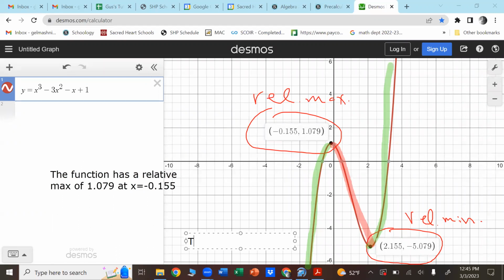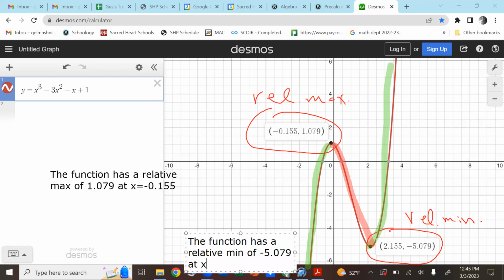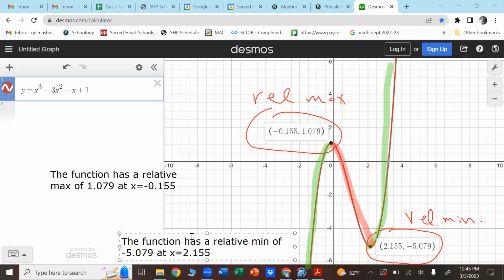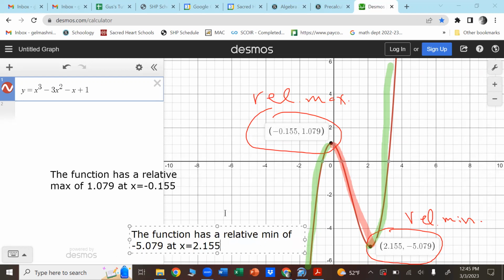Here, you would say the function has a relative min of negative 5.079 at x equals... and I'm really going to be kind of a stickler. I want you guys to be successful in calculus. I want you to be formal and sophisticated in the way you write this. Especially if you're in college, college professors will really nail you on this stuff if you're not precise with your language.